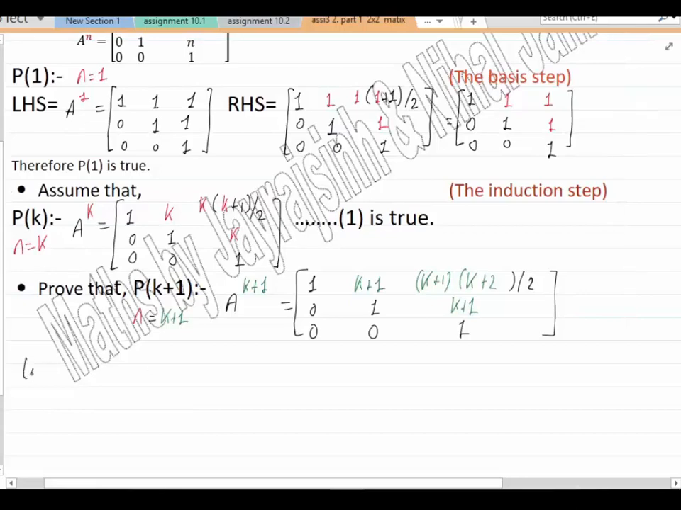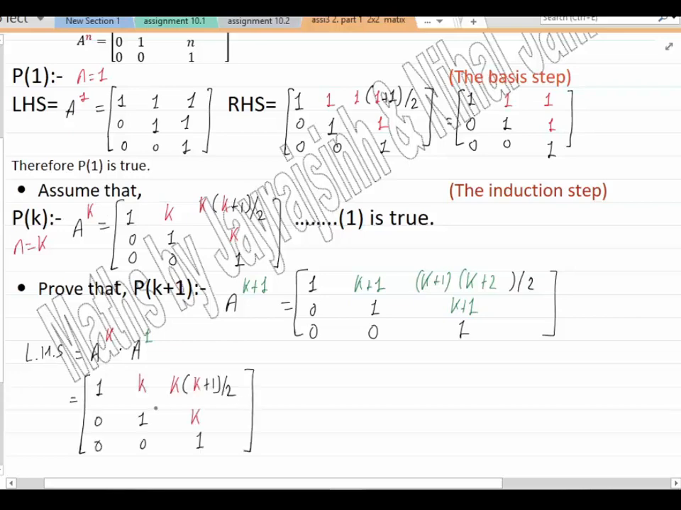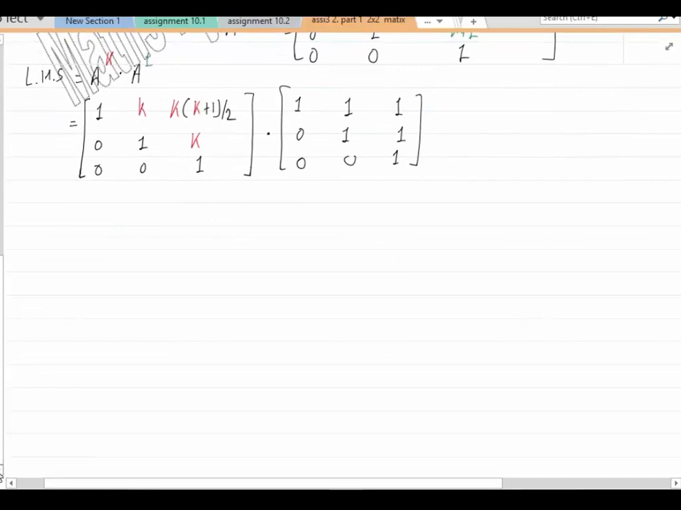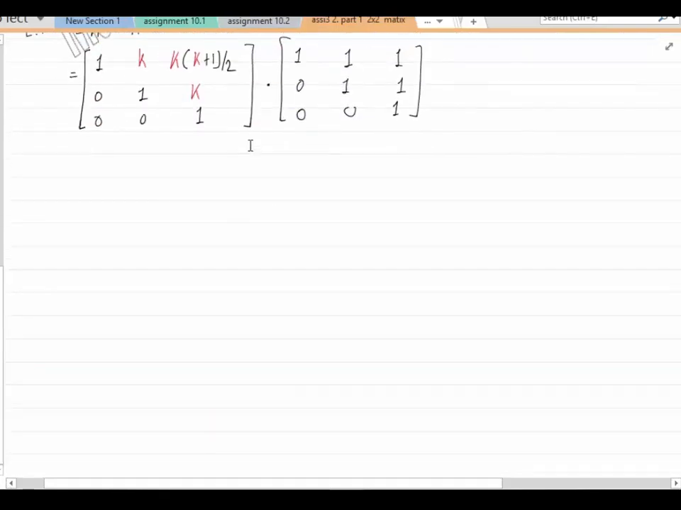In our left hand side we have A raised to k plus 1, or we can say A raised to k into A raised to 1. Now we already have A raised to k, so just put the value, and now it's time for A raised to 1, which is given in the question: 1 1 1, 0 1 1, 0 0 1. Now we just need to get the resultant matrix from the matrix multiplication. Our resultant matrix will have 3 cross 3 order.